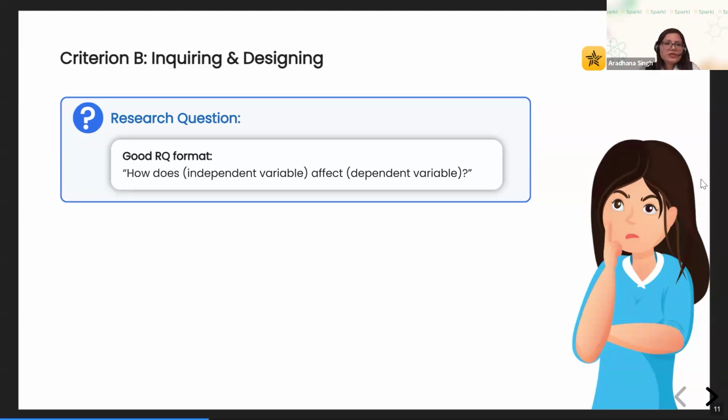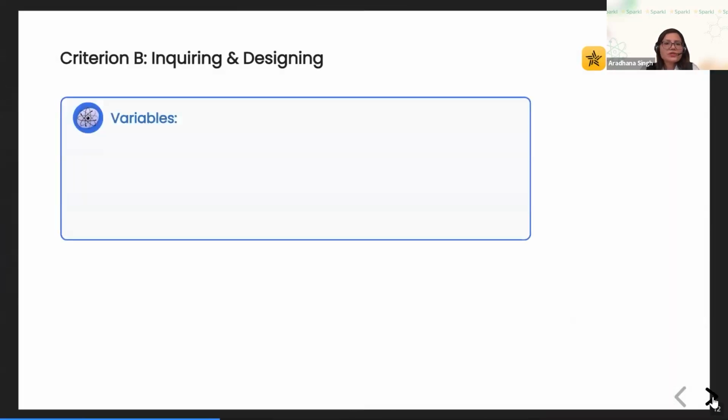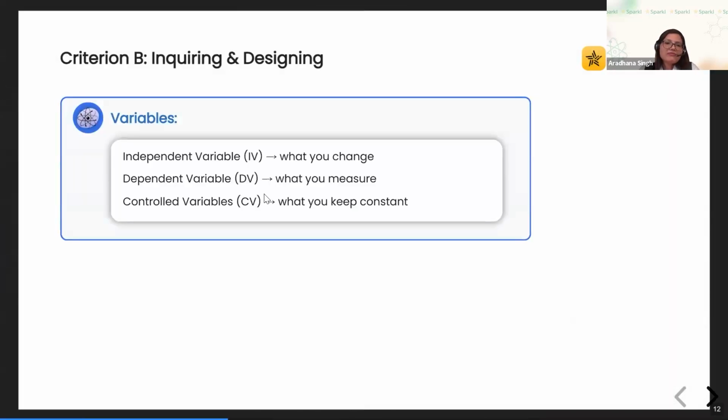Good. So now this is the research question. It is a format which you can follow: How does the independent variable affect the dependent variable? Again, if required, you can include the control variable. If not required, you can skip it. Now, what is IV? What is DV? What is CV? What you are changing is your independent variable. What you are measuring is dependent. And what you are keeping constant or controlling will be the control variable.